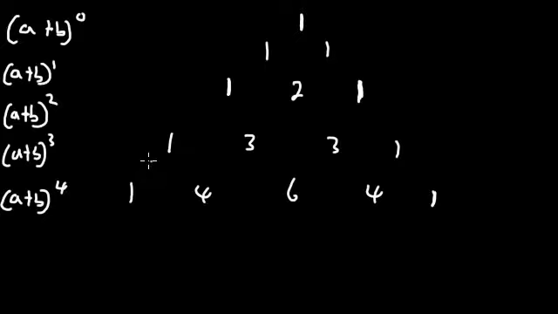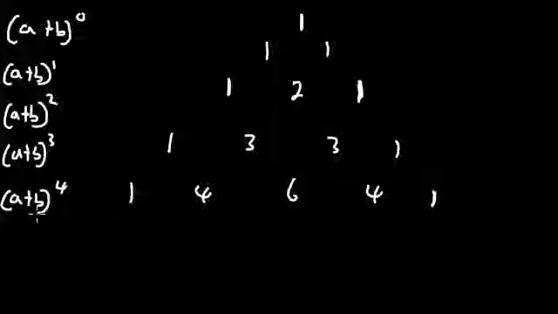Now for the power of 4, we write 1, we write 1. Alright, so we add these two numbers. That gives us 4. Again, 3 plus 3 gives us 6. Again, 3 plus 1 gives us 4. And we have the last one. And that's how you are going to be generating these values for the coefficients.